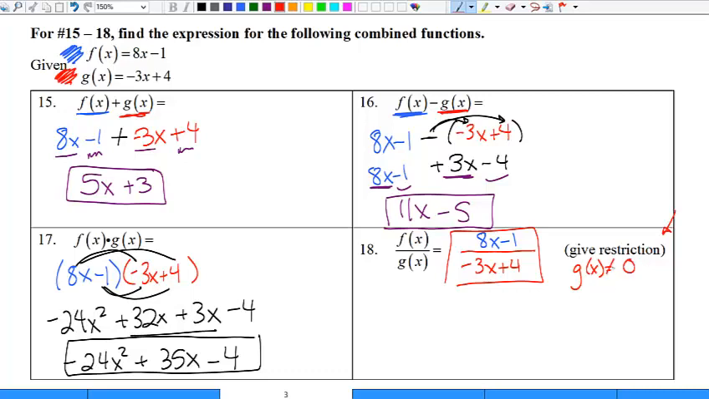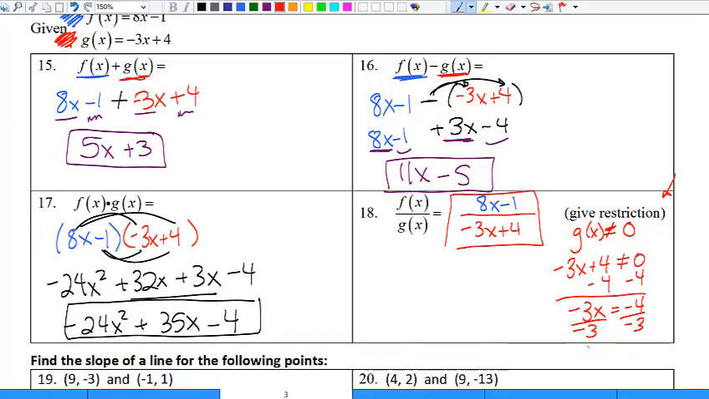So what we're going to do is take the g of x, which was in the bottom, and set it not equal to 0 so we can find out what the one bad value would be. So the g of x that I put in the bottom is negative 3x plus 4. I know that the x value that, if I plugged it in there, makes the whole bottom 0 would be invalid. So I'm just going to restrict the function from even being defined at that point. Once I solve this, I'm getting x is not equal to positive 4/3.